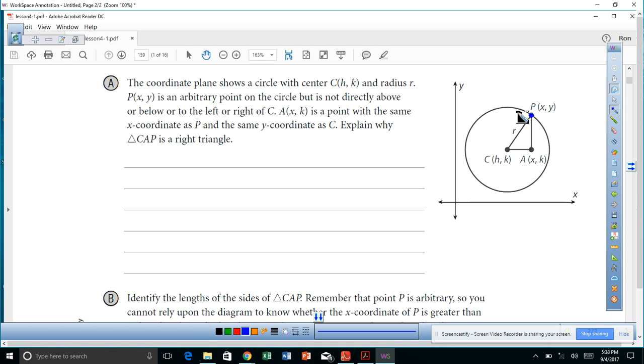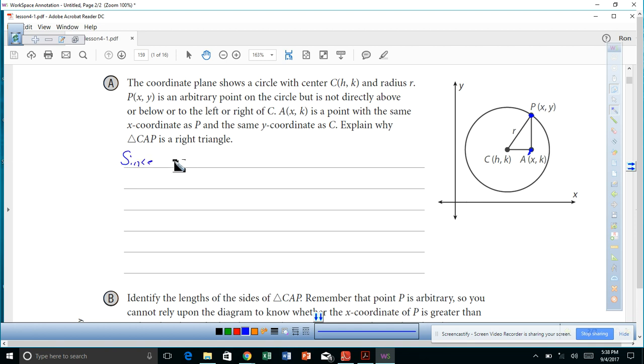This point A here, (x, k), is a point with the same x coordinate as P and the same y coordinate as C. Explain why triangle CAP is a right triangle.